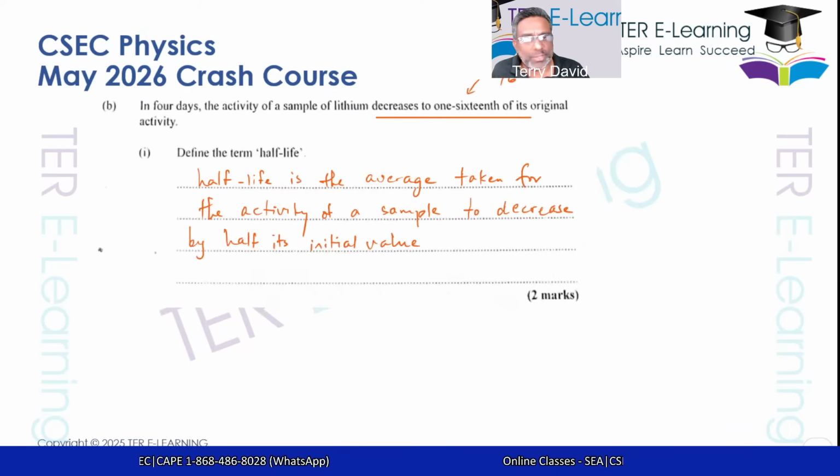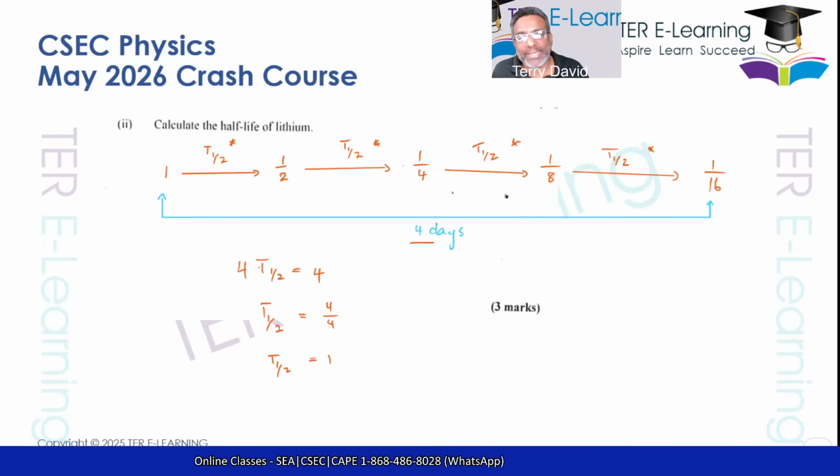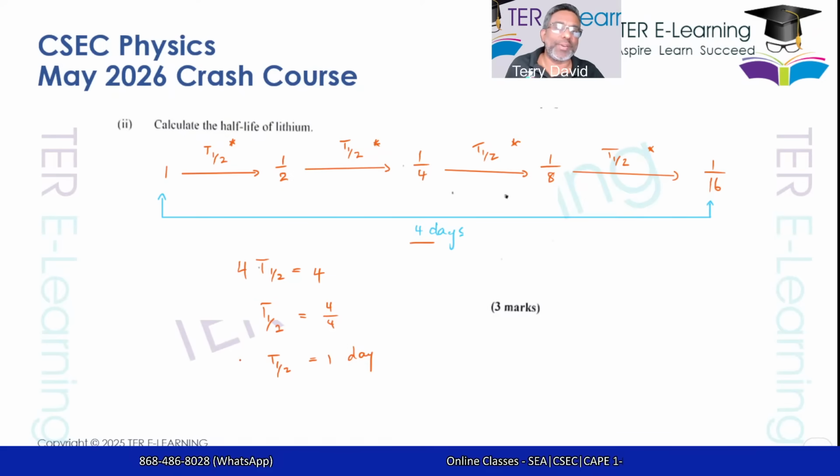And this time was in what? Time could be in seconds, it could be in hours, it could be in years. The time we're working with is in days, so this is going to be 1 day. That's our half-life for this sample, 1 day. Okay, we just have one more part to this question.